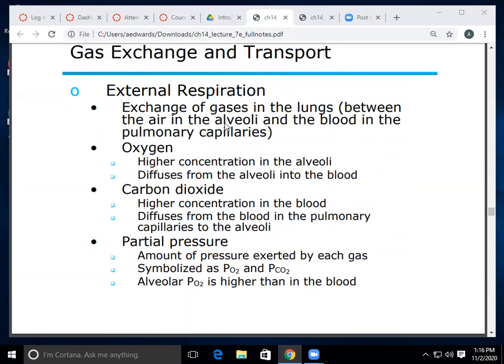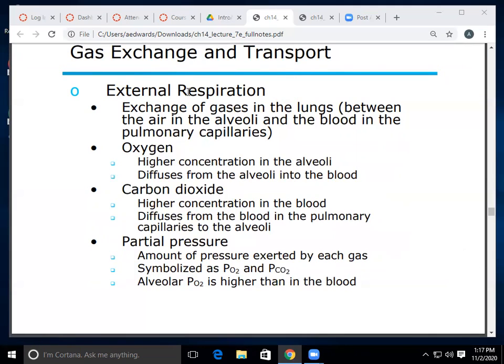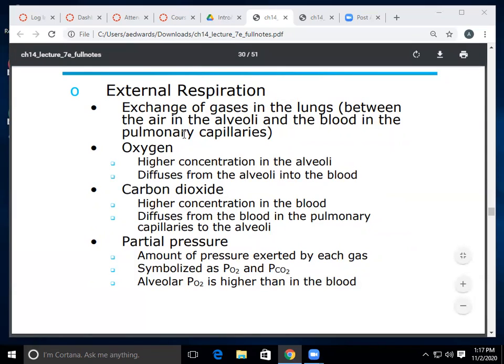Okay, let's talk a little about gas exchange and transport. At the beginning of the chapter or this presentation, we talked a little bit about external respiration and internal respiration. External respiration is where you exchange gases in the lungs. This happens between the air in the alveoli and the blood in your pulmonary capillaries. So that's external respiration. You're actually exchanging the gases.